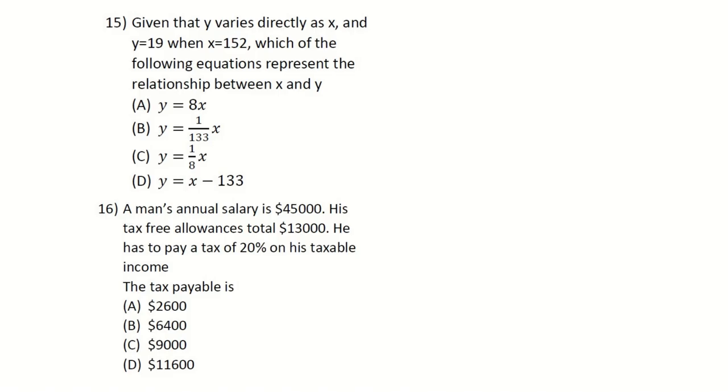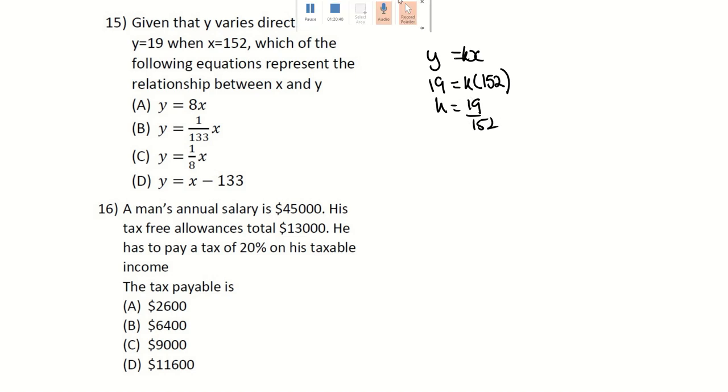Given that y varies directly as x, so y is equal to kx. When y is 19, x is 152, so k is equal to 19 over 152. When we find k, k is going to be 1 over 8. So if they want the representation between y and x, it would have been C. y is equal to kx, k is 1/8, so it will be 1 over 8x.